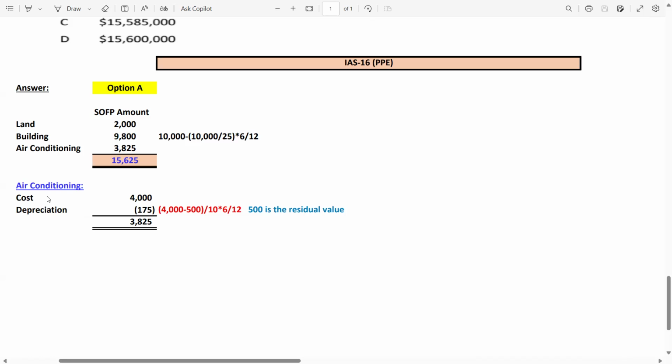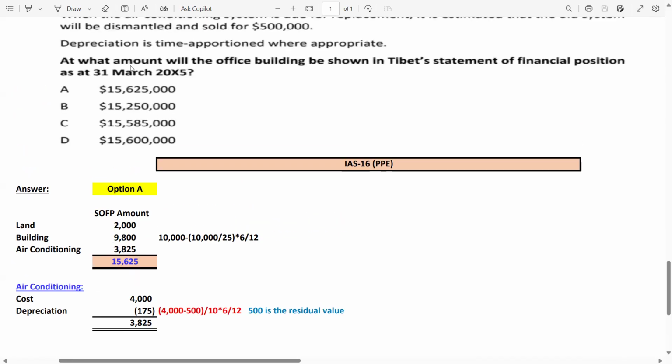Air conditioning depreciation I have done here. Carrying amount 4,000, depreciation 175. How 175? 4,000 minus residual value 500, divided by 10 life. You have to calculate it for the 6 months, so multiplied by 6 divided by 12, you will get 175. 4,000 minus 175, you will get 3,825. So the total is 15,625. So your answer is option A.